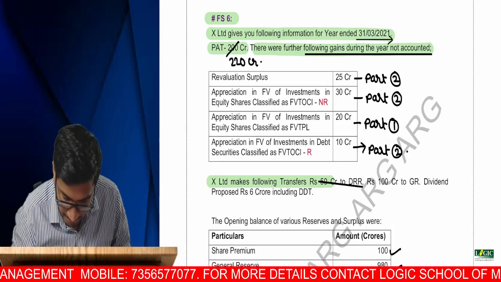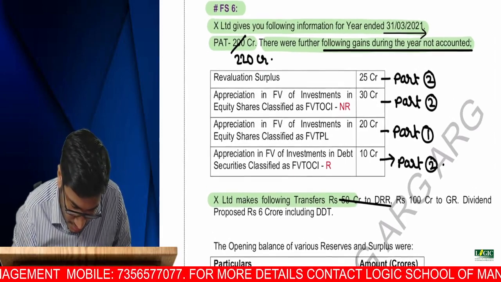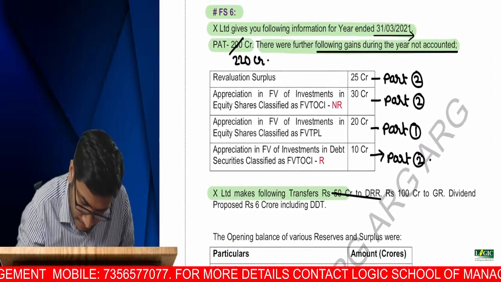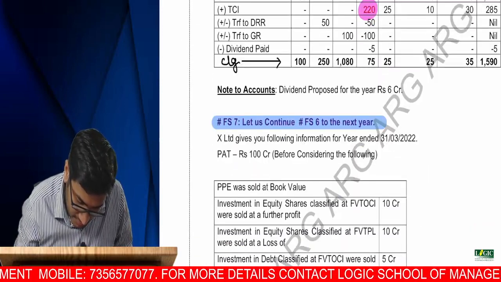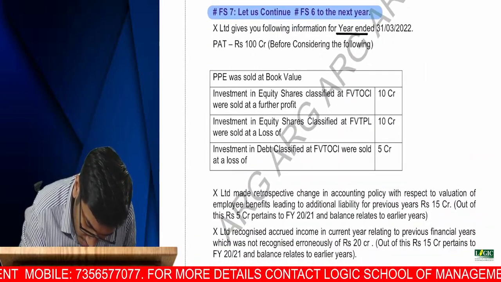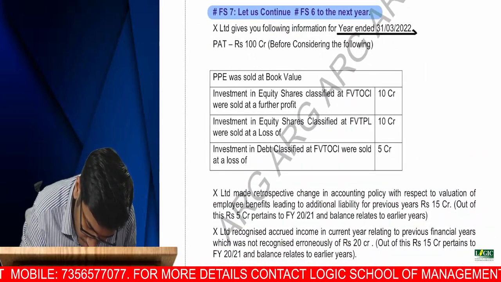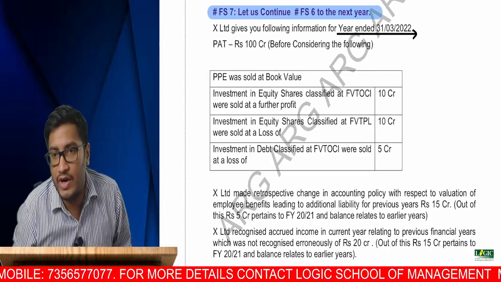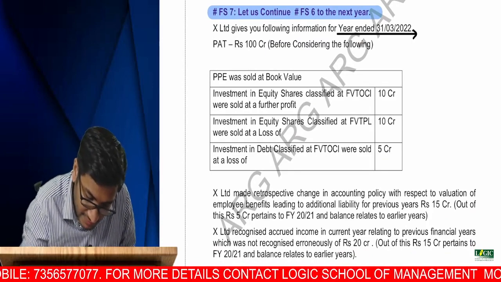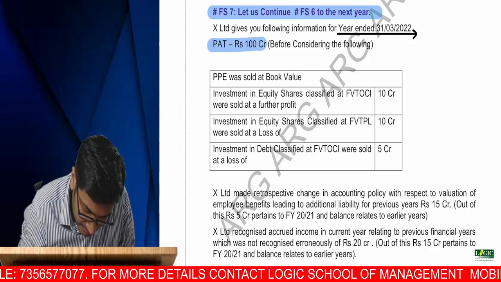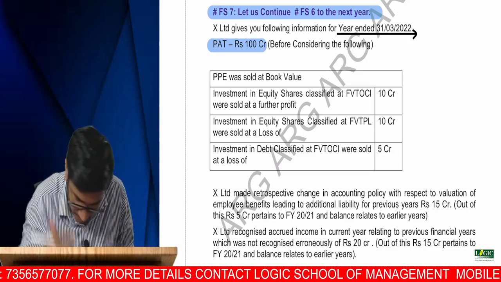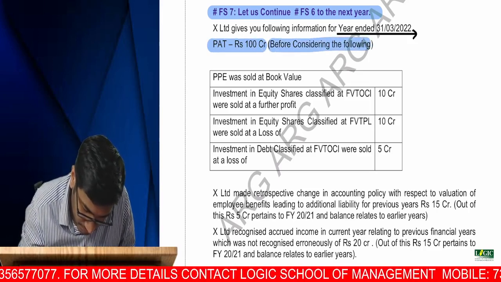Right. Now what they give is 21-22. Some details they have given. What are the details given? What is a PAT?